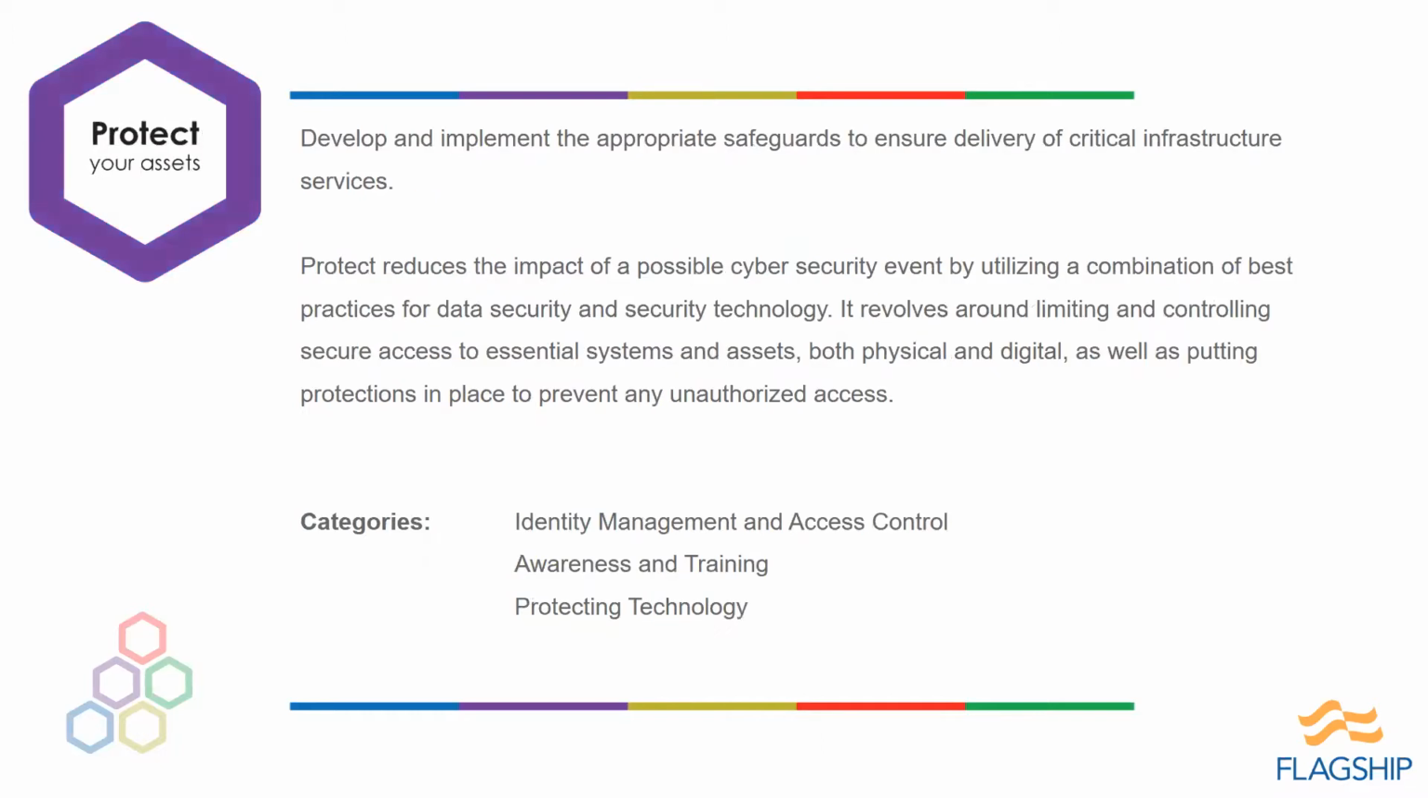So protect is the next phase here, to develop and implement the appropriate safeguards to ensure the delivery of critical services. So the goal here is really to reduce the impact of an event by using best practices and security technology. Some example categories here would be identity management and access control. Who has access to what? Identity management and access control is the core of how your organization employees are authorized to access applications and data. Multi-factor access controls, password management, single sign-on, these are all critical technologies for identity management.